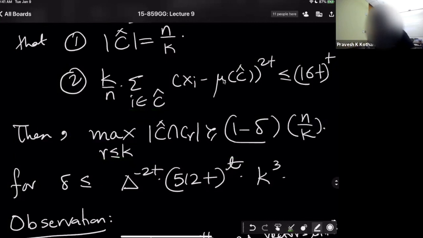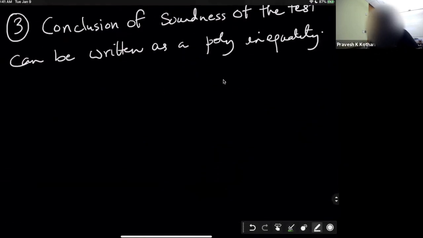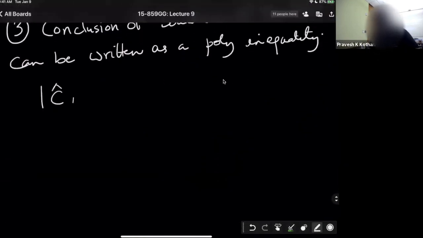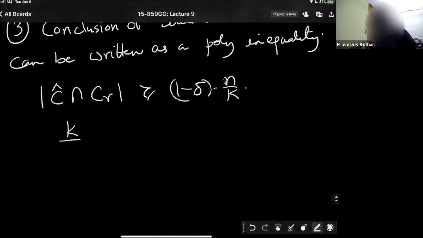But the conclusion is that the max intersection of C hat with some CR is large. Is this a polynomial inequality? It's not a polynomial inequality because, if I remove the max, it's certainly a polynomial inequality, right? It's saying that, if I sum up the wi's, let's try to do this. So if I want to phrase this statement, then I can write down a polynomial inequality corresponding to it.